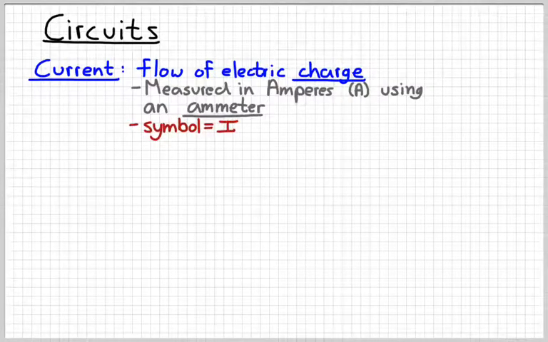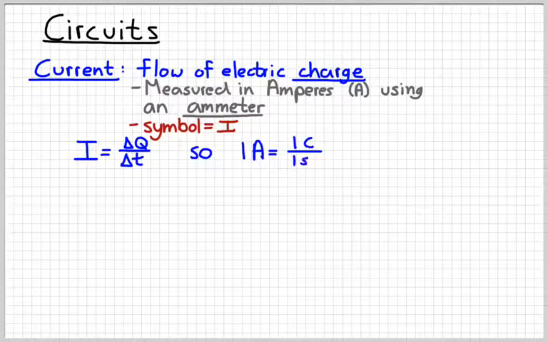The symbol for current is an I. I is defined as the charge flowing by a point over time, and so an amp would be a coulomb per second. An amp is actually a very large unit for current.